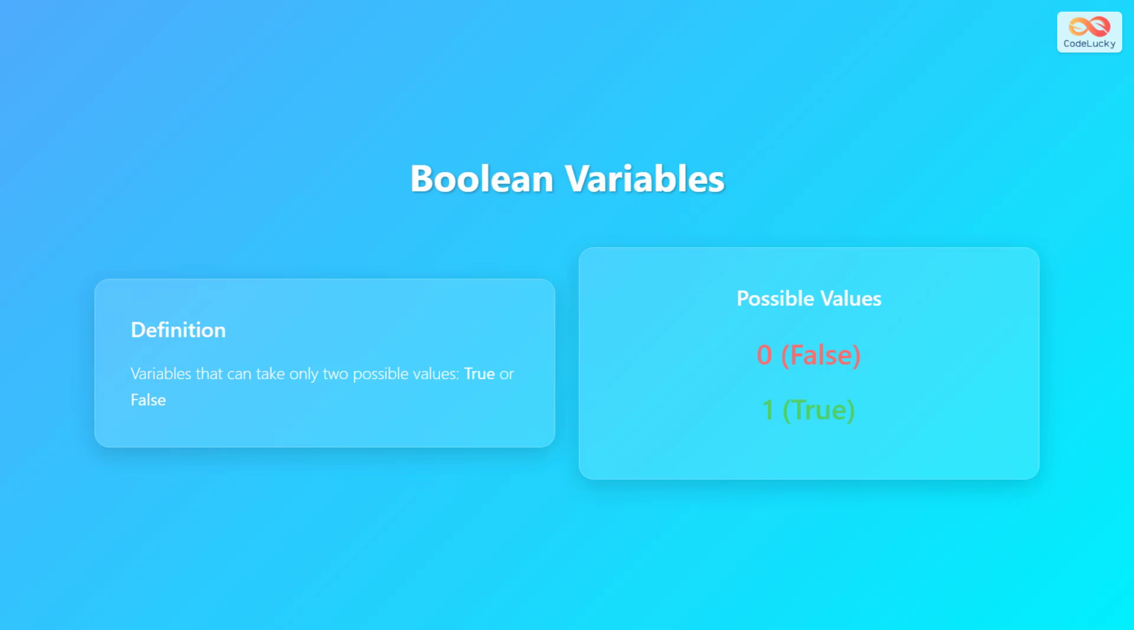Let's begin by understanding what Boolean variables are. By definition, these are variables that can only take on two possible values, true or false. In the context of computing and digital logic, these values are often represented as 1 for true and 0 for false. So, a Boolean variable can either be 0, which is equivalent to false, or 1, which is equivalent to true.